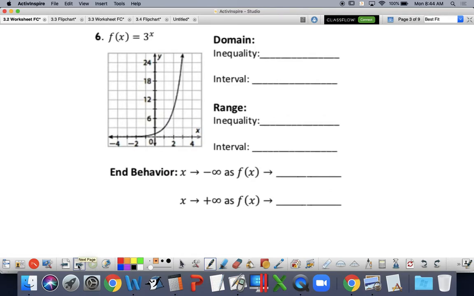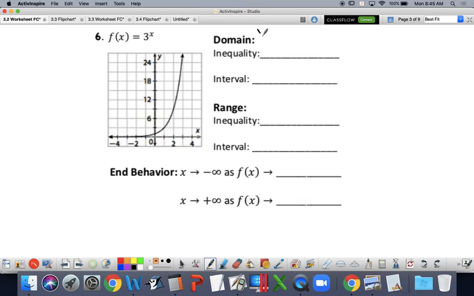So for number 6, I have kind of this crazy function. Here's the problem with functions. I could keep showing you examples. I could still come up with something that's brand new that you've never seen before. This is called an exponential function because my exponent is the x value. So what I'm doing is this function keeps getting bigger and bigger and bigger as we go to the right. But let's talk about domain.